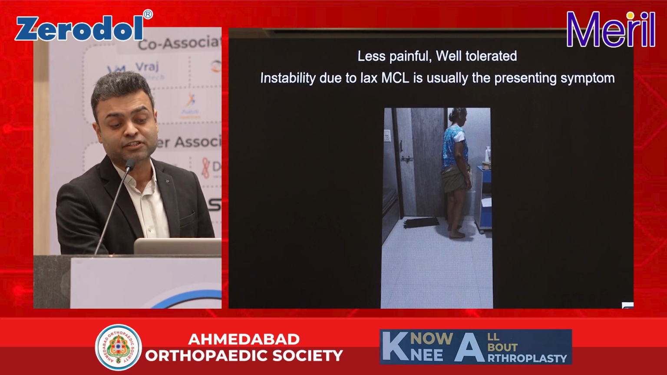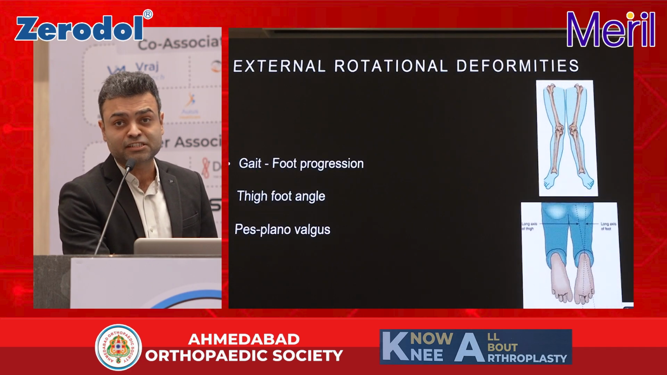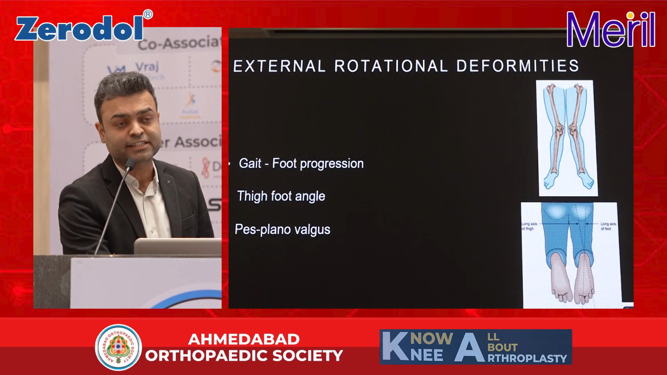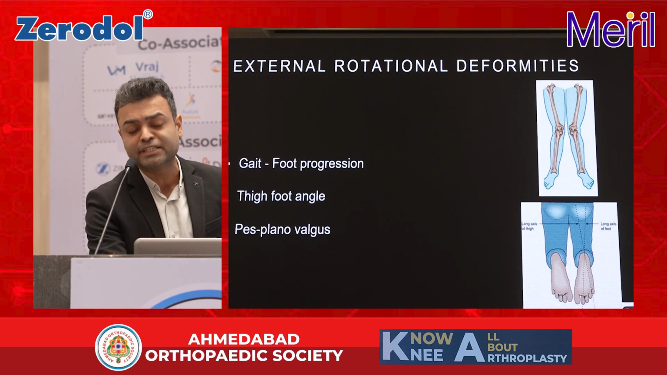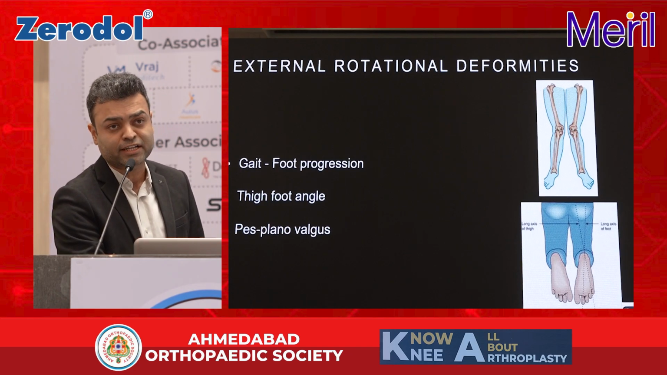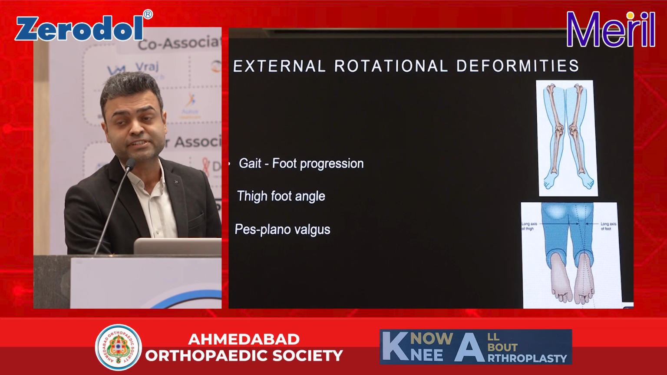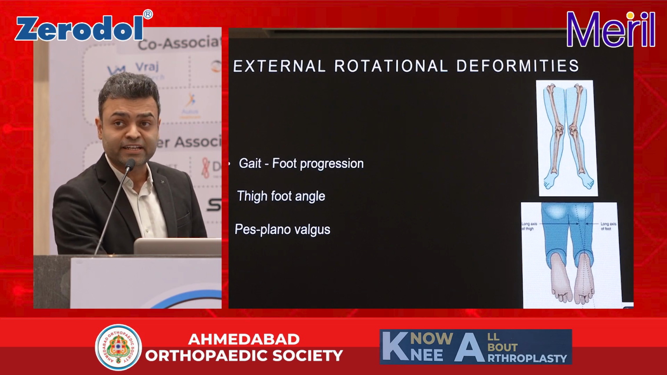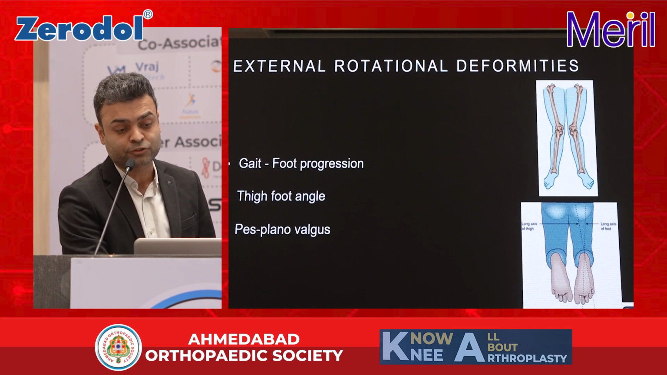They also have external rotation deformity. So that is something that we need to understand clinically when we are examining these patients. Try to examine their foot progression angle, their thigh-foot angle. They usually have compensatory pes planovalgus, which might need correction later on after the total knee arthroplasty.